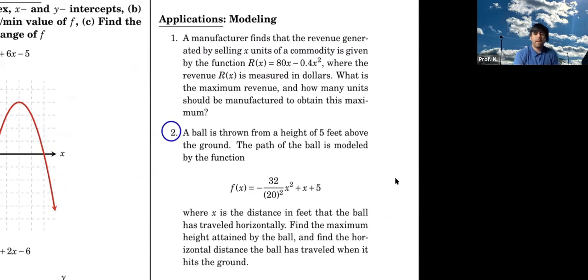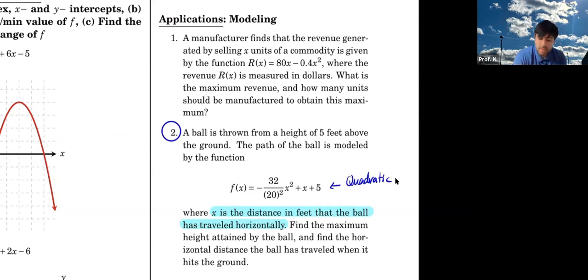A ball is thrown from a height of 5 feet above the ground, and it's modeled by this function here. And what you should notice immediately is that this function is what? Quadratic. This is a quadratic modeling problem. Always notice what x is. x is the distance in feet that the ball has traveled horizontally. And what does the function give you?